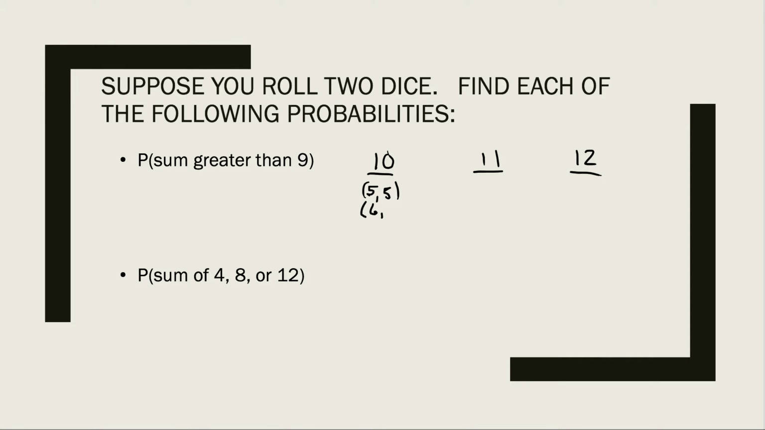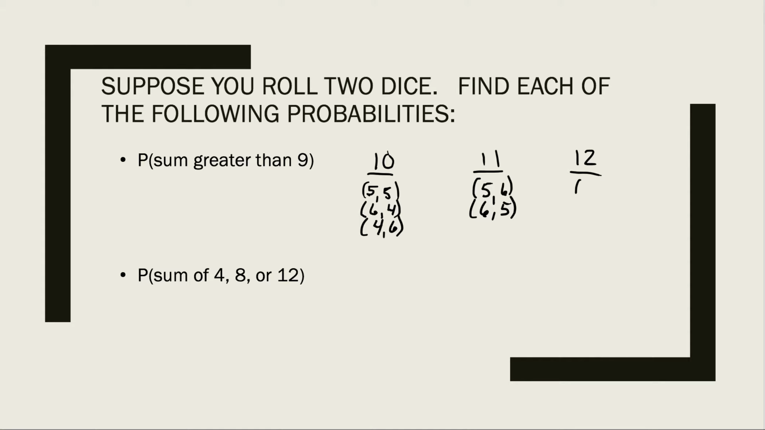I could roll a 6 and a 4. And I'm going to flip that around and make a 4 and a 6 as well. Okay, and then I think that that's it with the 2 dice for the 10. All right, what about for the 11? For the 11, I could roll a 5 and a 6 and a 6 and a 5. And that's it for ways to make 11.